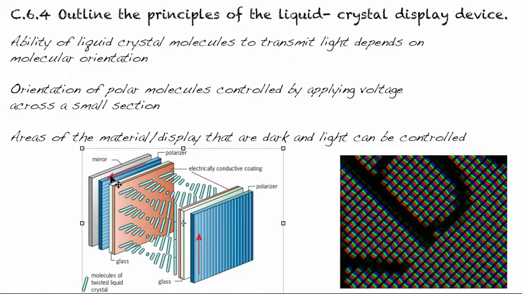But what would happen is if we actually apply a voltage across this pixel, we can actually disrupt this twisting motion to the point where it does not allow light to pass through. So right now light can pass through. If we disorganize this twisting structure, then light cannot pass through. So what does that look like?